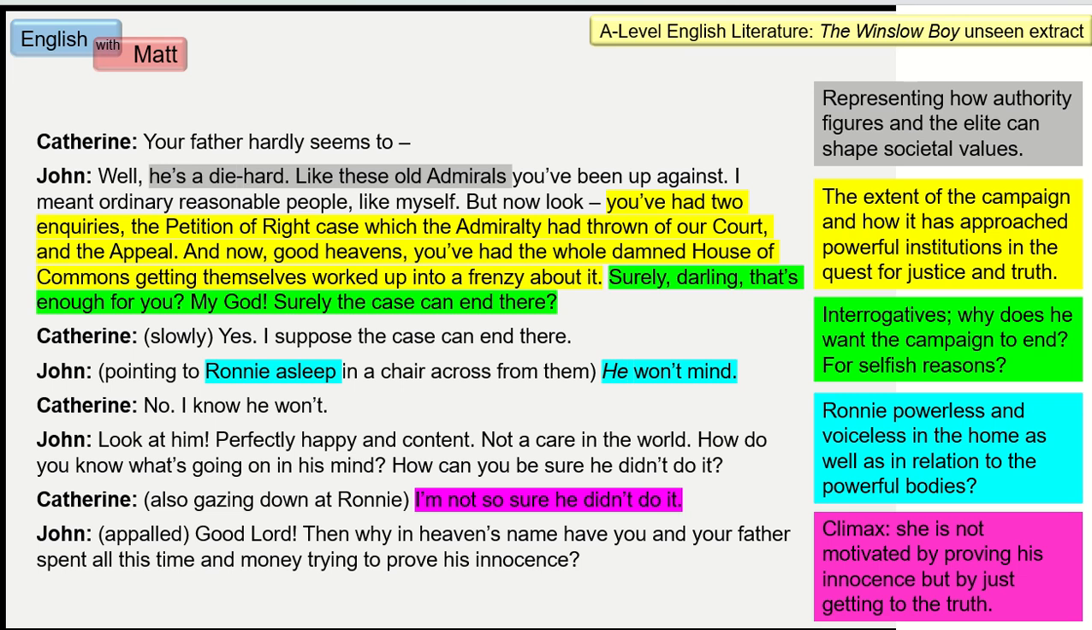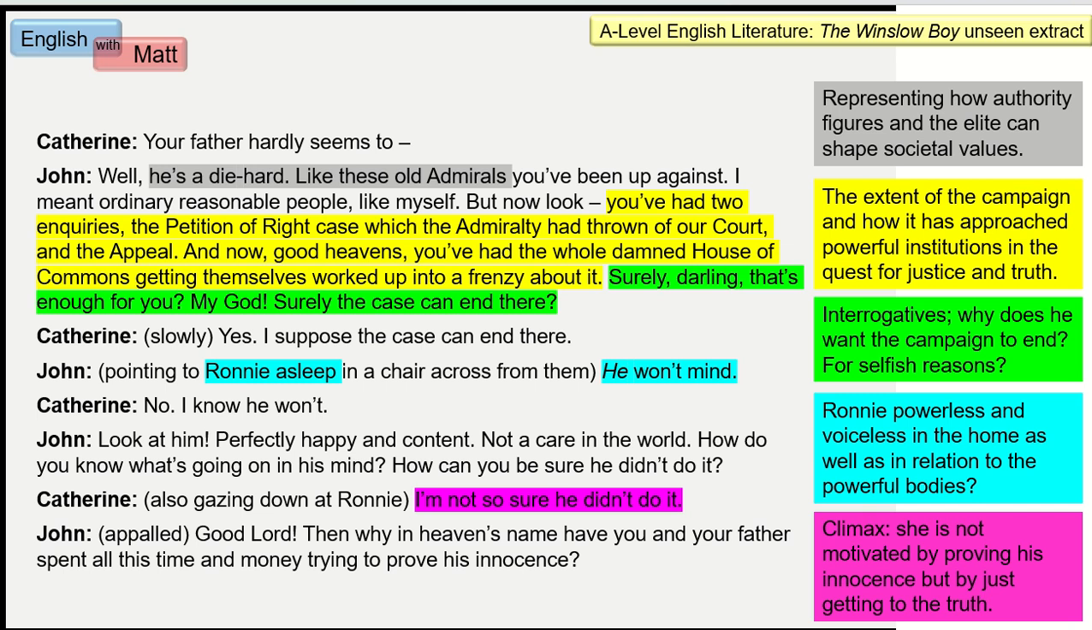Finally, on this slide, Catherine, it's almost like a bit of an epiphany here, a bit of a climax. We assume maybe to begin with that Catherine thinks that Ronnie could never have done this crime, because that's what relatives think. Relatives hardly ever will believe you've done the wrong thing. They're your support network at the end of the day. But Catherine says here in this pink section, I'm not sure he didn't do it.